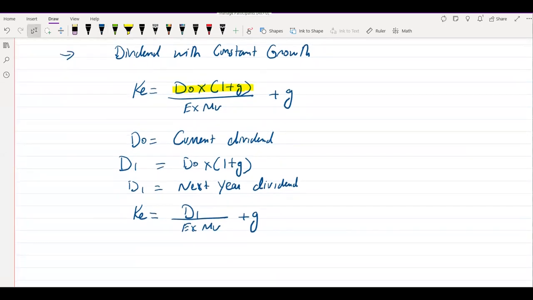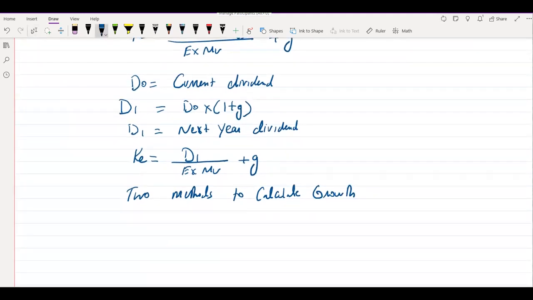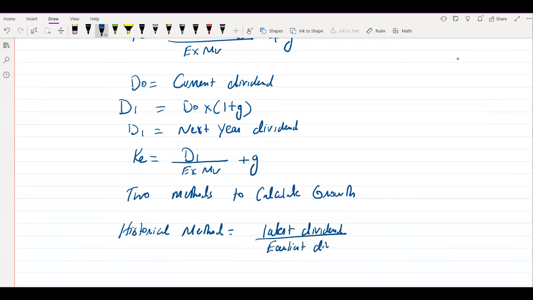So the question is, how to calculate the growth? There are two methods to calculate growth. Number one method is the historical method. What we do in the historical method is take the latest dividend in the numerator and use the earliest, oldest dividend in the denominator, raised to power 1 over n, minus 1. Remember this, n is the number of years except the base year. So actually this is the number of jumps. You will remember number of jumps.